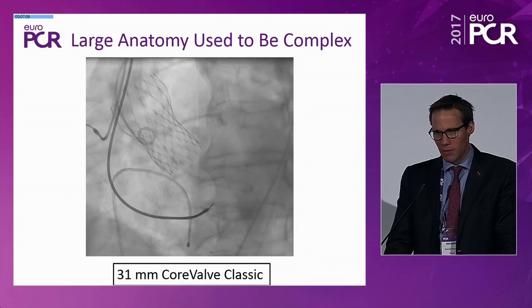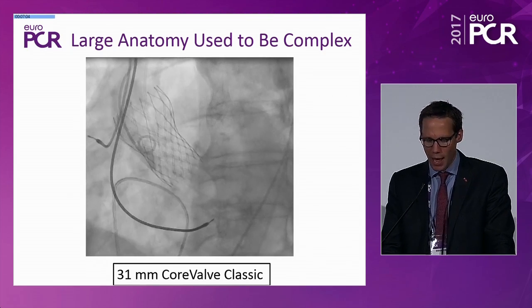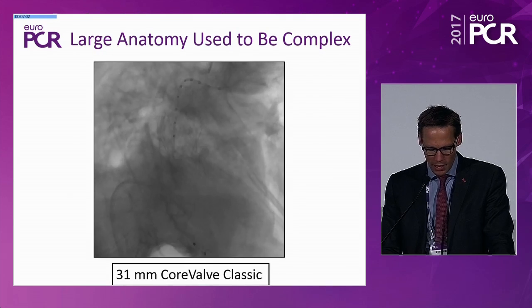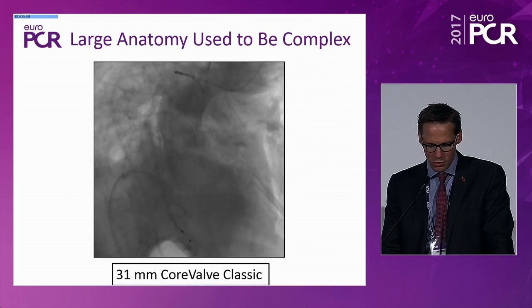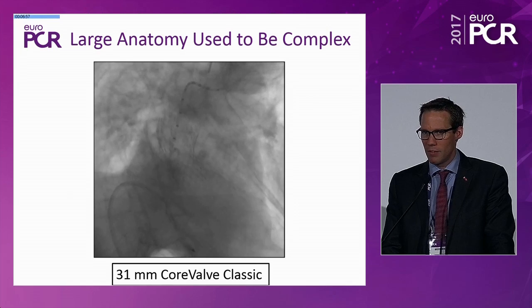This is a case whereby the valve was initially too deep. We pulled it back, and of course it ended up supra-annular, and a similar case whereby the valve is too low and you're left with very severe paravalvular leak.